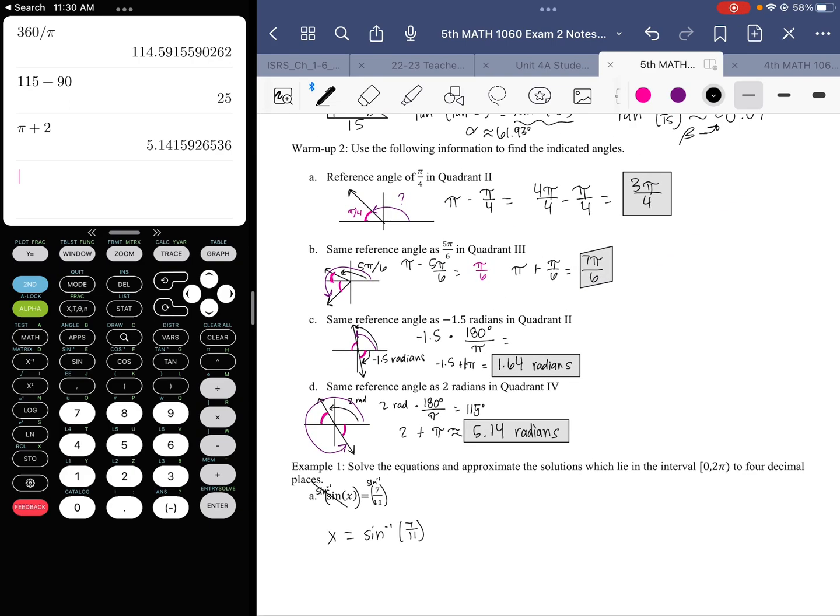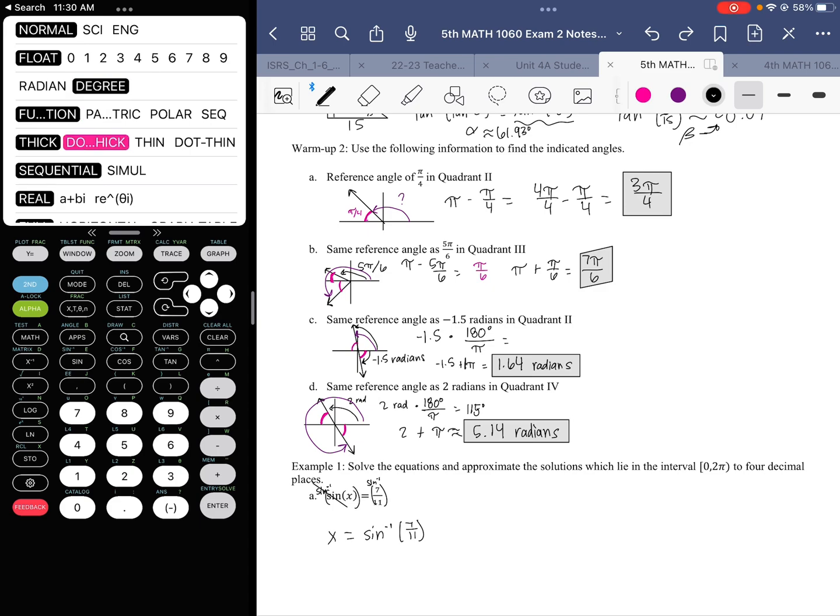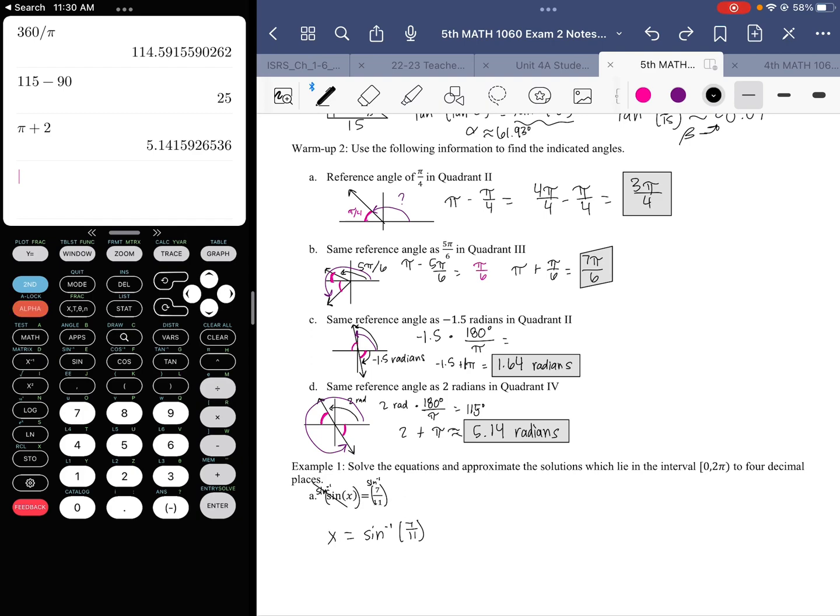So then, does it say if we're in radians? Okay, so it lies in the interval 0 to 2 pi, which tells us we need to be in radians, so make sure that our mode is in radians. I had to switch mine. So the inverse sine of 7 over 11, okay, comes out to be, it says 4 decimal places, so 0.6898 radians. And this should be an angle measurement, so it should either be degrees or radians, one of the two. Okay?